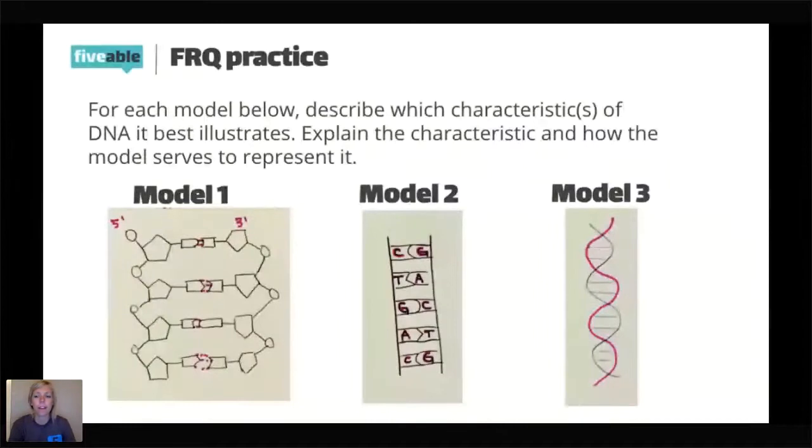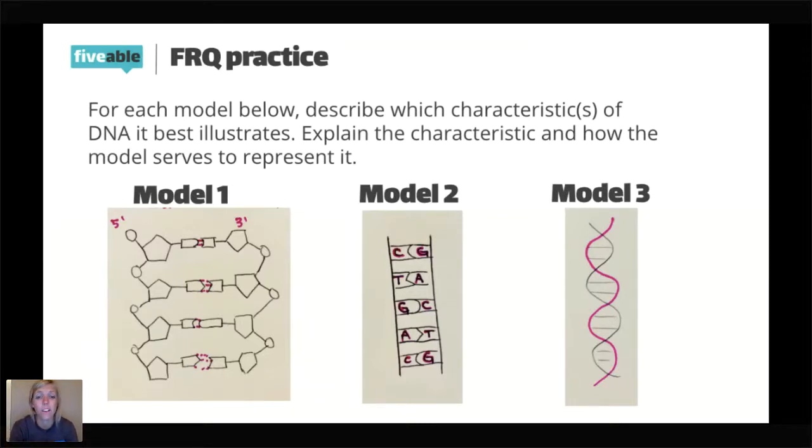And for something like this, don't be afraid to be wrong, right? So model 1, I would say there's probably 2 or 3 things that it's highlighting. So you could choose something, if you have evidence to support it. So for example, like model 1, I know my picture is bad. I'll draw better next time. But this in the middle is showing 3 hydrogen bonds. This one's showing 2. This one's showing 3. This is showing 2. And the fact that it's 5 and 3 prime.